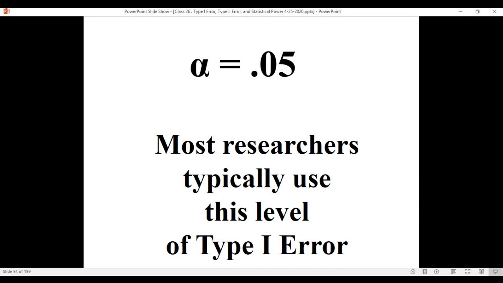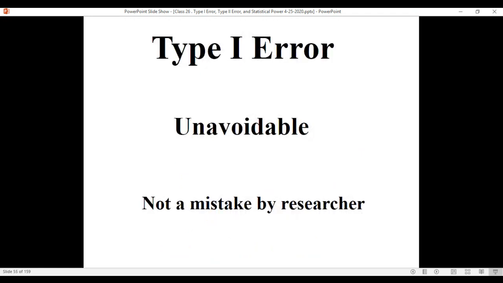Now, we don't need to lose faith in researchers because their t-tests are wrong 5% of the time. Type 1 error is unavoidable. It's not due to any mistake or sloppiness by the researcher. It's just a feature of the t-test and of null hypothesis significance testing in general. When the t-test is used and the results are statistically significant, it's unavoidable that there is a 5% probability of type 1 error.